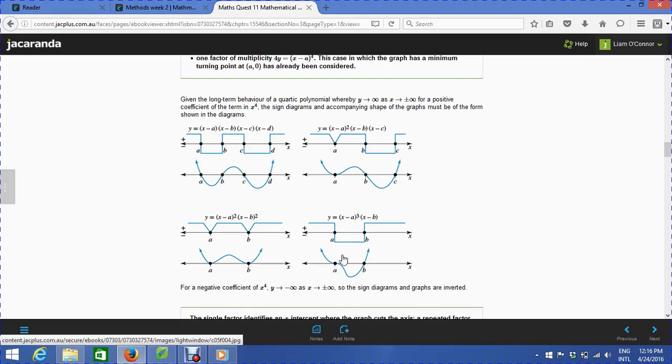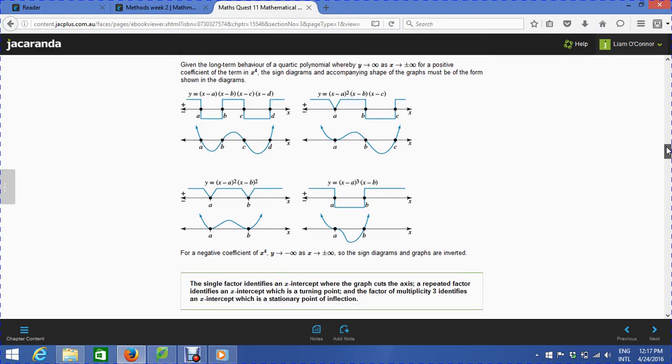And our last point is when we have two distinct points, one where we have a point of inflection on the x-axis as our point, and then we have our other ordinary x-intercept. So we'll do some examples in a moment.